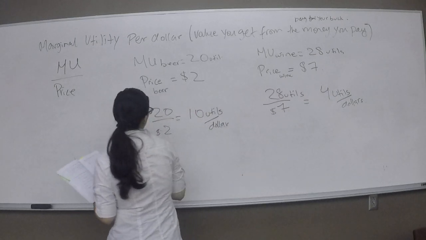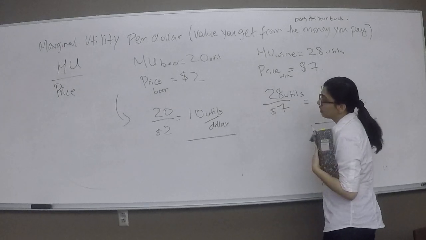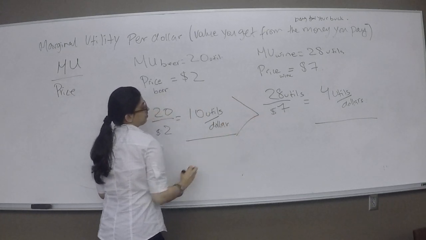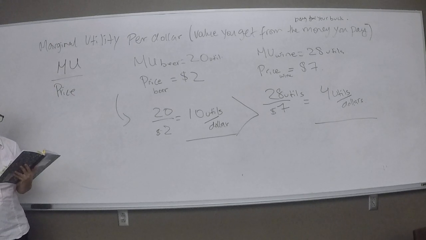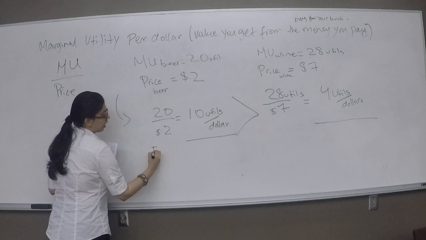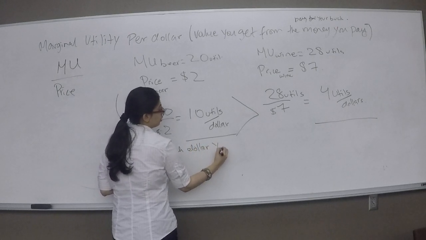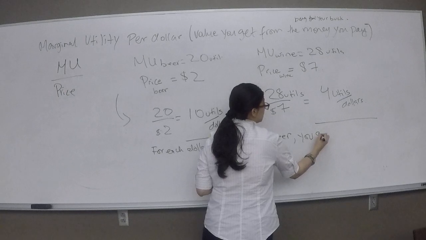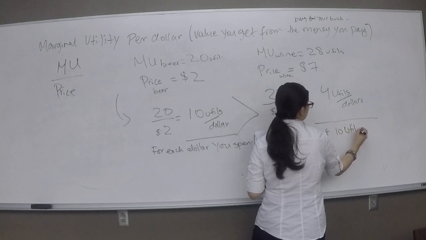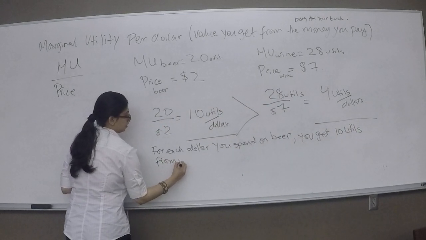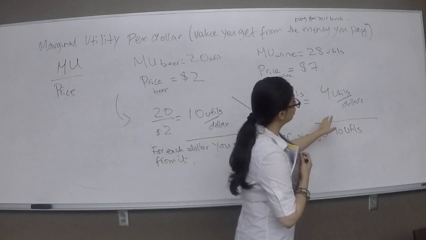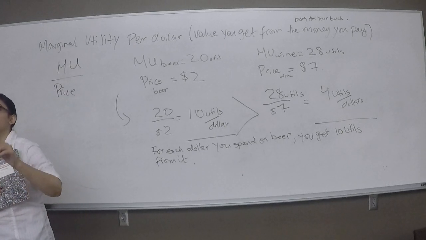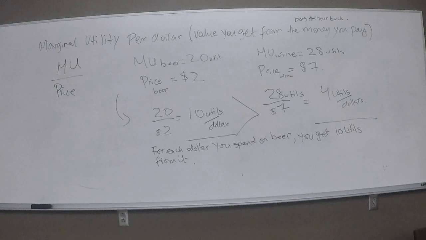So which has a greater marginal utility per dollar? Beer has a greater marginal utility per dollar, right? So what this is saying is that for each dollar you spend on beer, you get 10 euros from it. For each dollar you spend on wine, you get 4 euros from it. This is how you calculate marginal utility per dollar, or the satisfaction you're getting per dollar you spend.